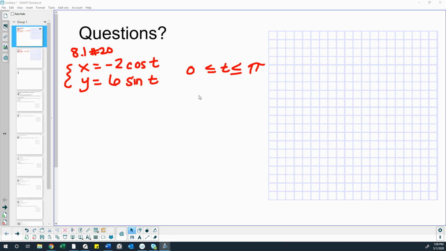8.1, question number 20, parametric equations. I think we're just graphing, right? Is that what the instructions are? So I want a column for t, for x, and for y.